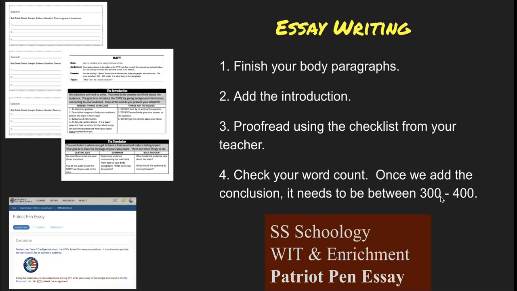That can be tricky as we get closer to the finish point. It's also good practice, though, for some future writings you'll do. Like if you are applying for a college, they often put specific word counts into those requirements. And so one of the goals of the Patriot Pen is to continue practicing different types of writings.